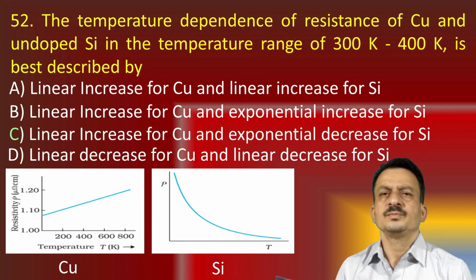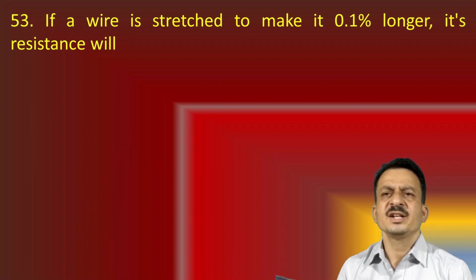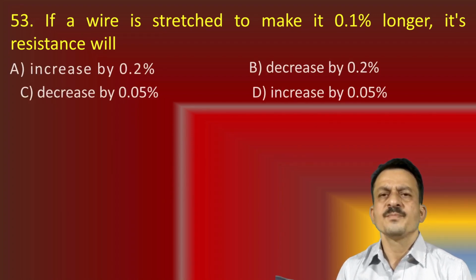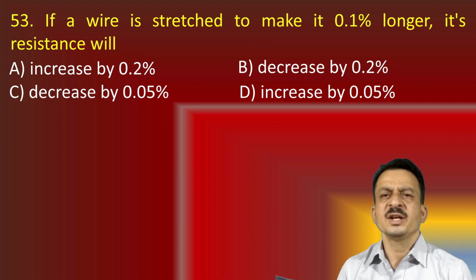Next problem. If a wire is stretched to make it 0.1% longer, its resistance will: A, increase by 0.2%; B, decrease by 0.2%; C, decrease by 0.05%; and D, increase by 0.05%.